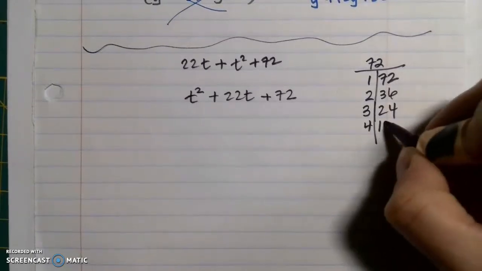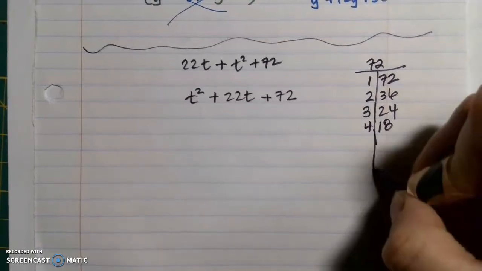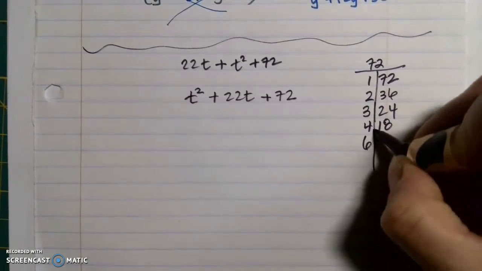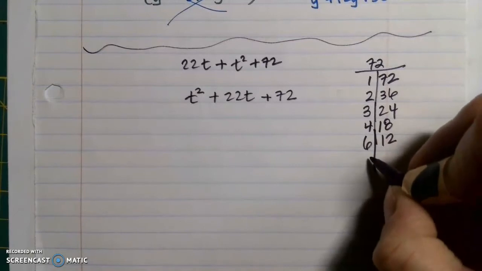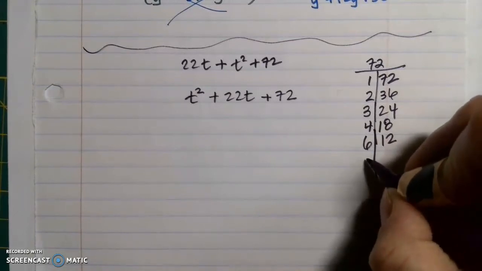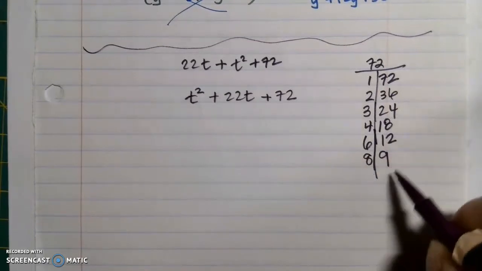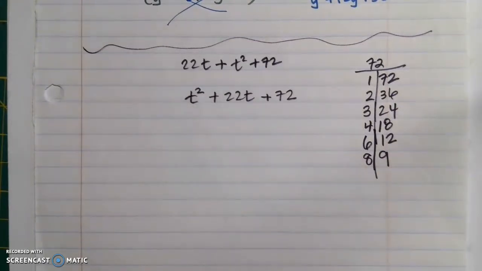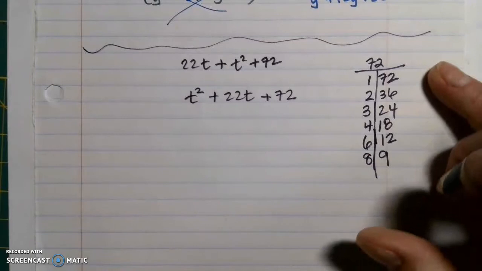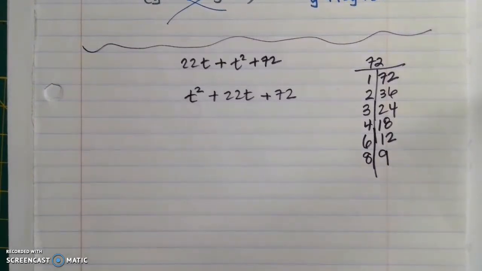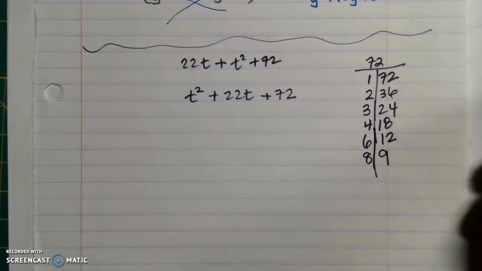All right, 4 and 18, 5 doesn't work. 6 and 12, 7 does not work, and then we get 8 and 9, and then there are no factors in between there, so I would just start repeating if I kept going at that point. So looking at those, you've got to figure out which pair is going to add or subtract to 22.